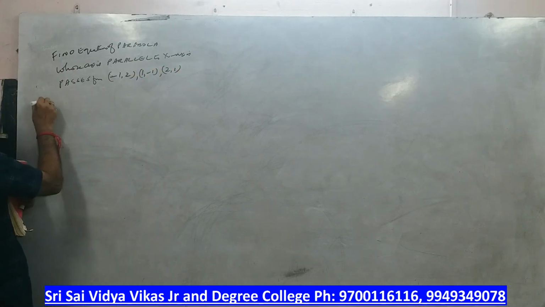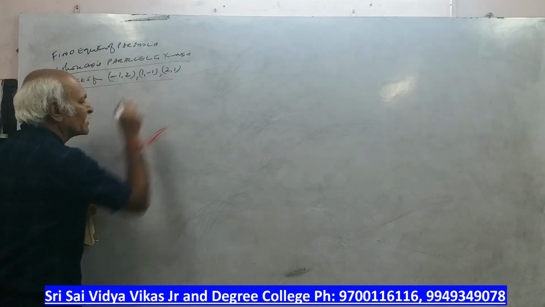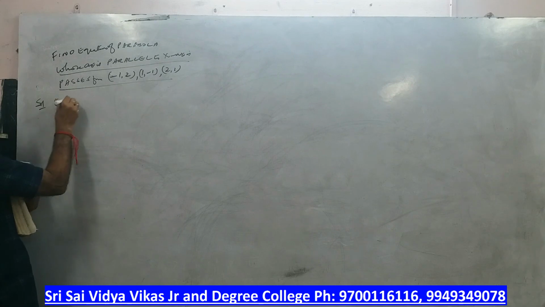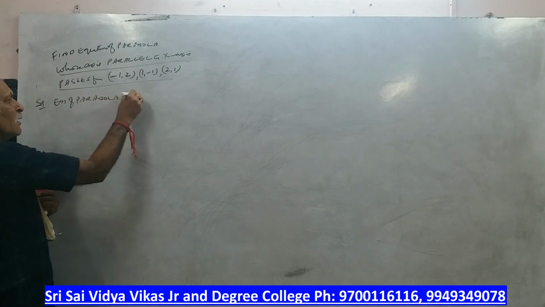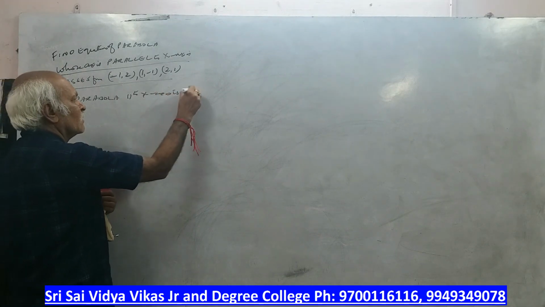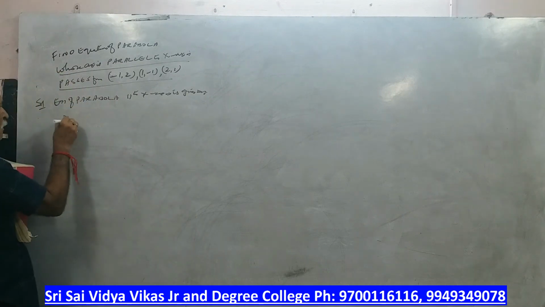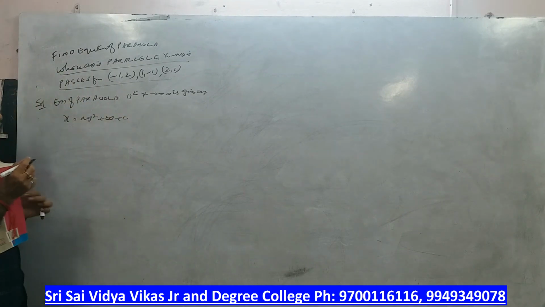Okay, solution. Now what it says, axis is parallel to x-axis. So equation of the parabola parallel to x-axis is given by x is equal to ay square plus by plus c. What is the formula? X is equal to ay square plus by plus c.